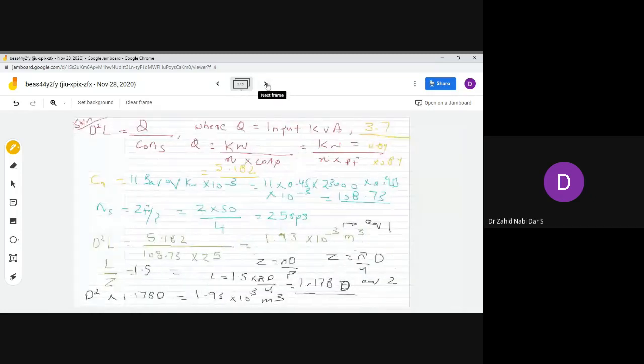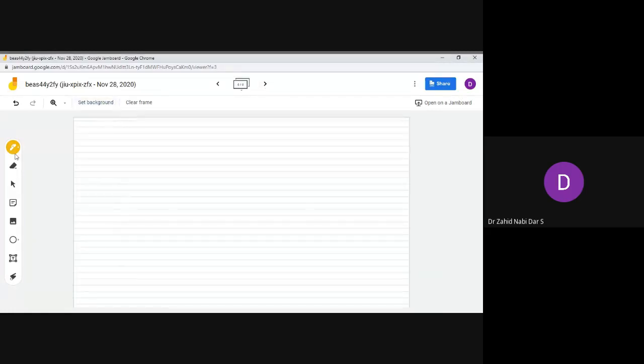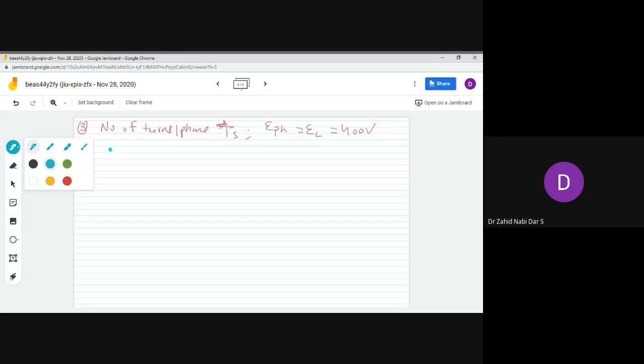Now the third part of the question is the number of turns per phase. Again, turns per phase is just like yesterday's problem. It's very simple. So how to calculate the number of turns per phase, that is your TS value. In order to calculate the TS value, you know that your E phase is equal to EL, that is equal to 400 volt. So now we have to calculate the ES value.